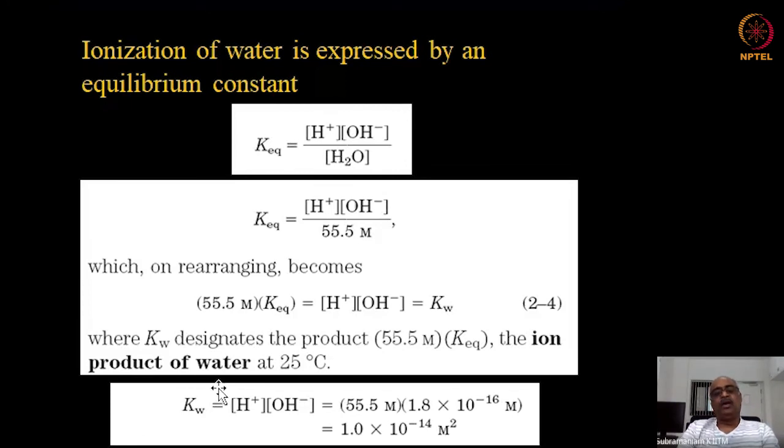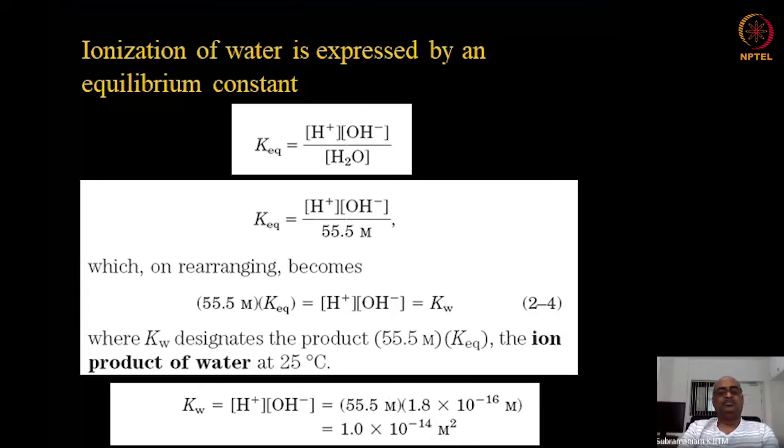Okay. And this K equilibrium has been experimentally determined, and that is 1.8 times 10 power minus 16. And if you multiply that by 55.5, that is this water concentration, you get 1 times 10 power minus 14. So this is the value of the ion product of water when the water is pure water, like there is nothing else, it is just H2O at 25 degrees.